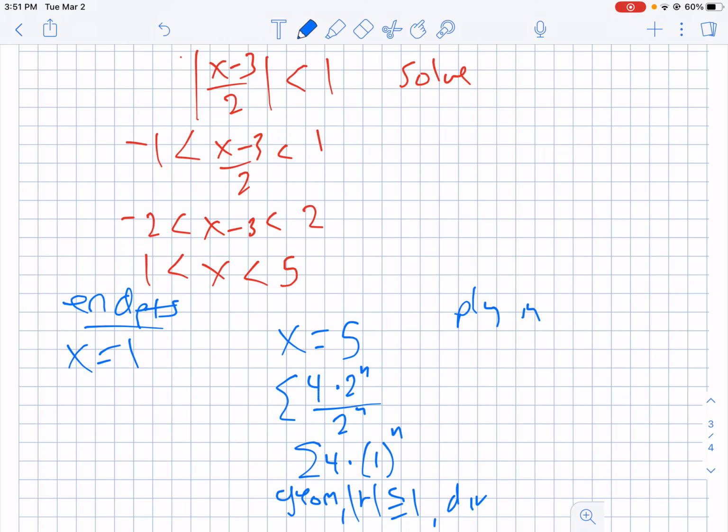And same thing when you plug in 1. When you plug that in, you get the sum of 4 times negative 2 to the n over 2 to the n. So you could write that as 4 times negative 1 to the n.